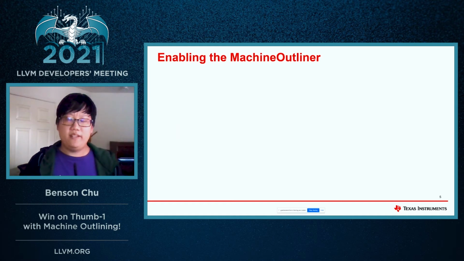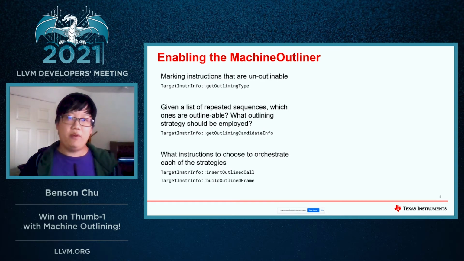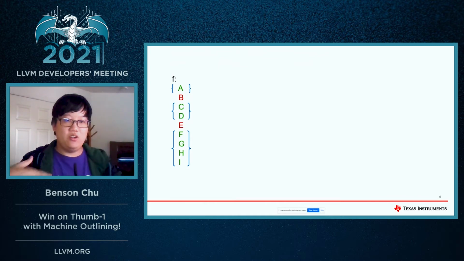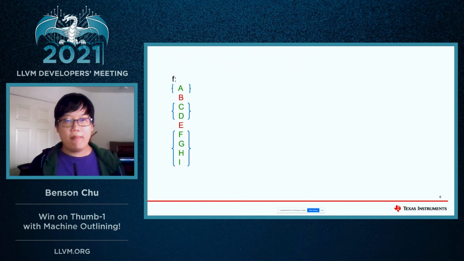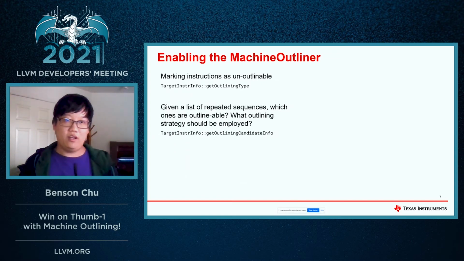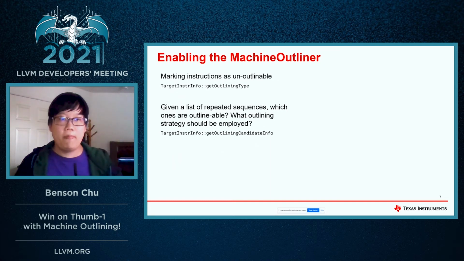Now I want to talk about what it takes to enable the outliner for a new target. I'm simplifying a bit, but basically it's a 3-step process. Step 1 is marking the instructions that are unoutlinable. Basically, this will inform the outliner where it can't outline across so that it knows where to hunt for repeated sequences. Once those sequences have been found, they will be passed back to the target, at which point the target will get to decide whether or not to outline. And for the sequences that are going to be outlined, a strategy needs to be chosen.